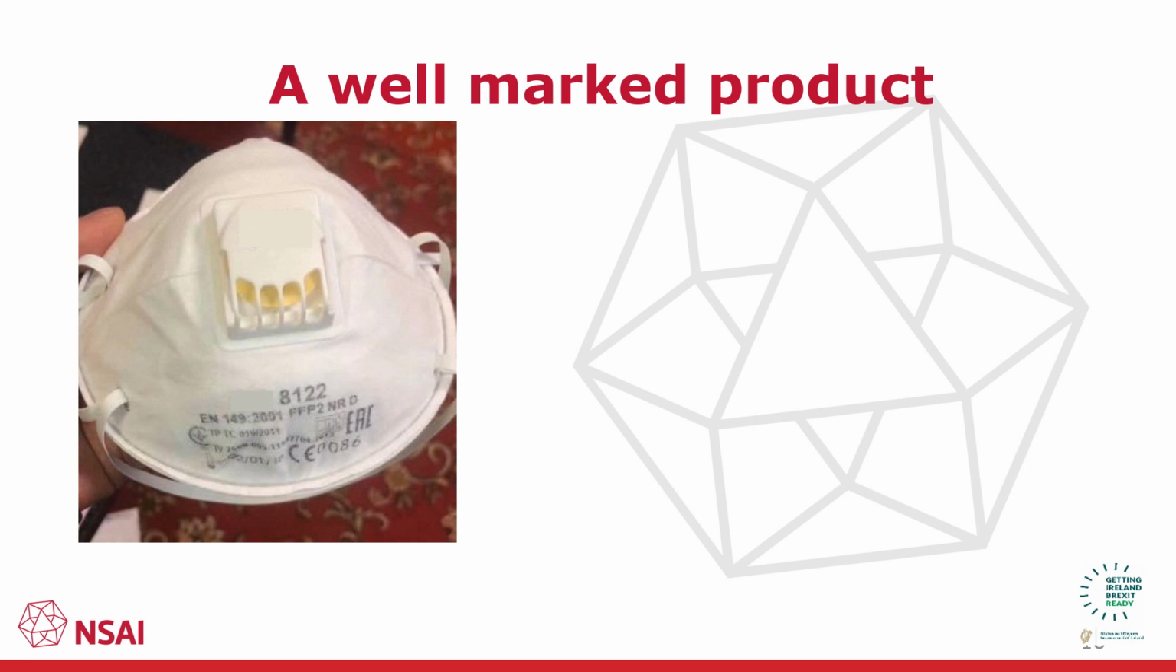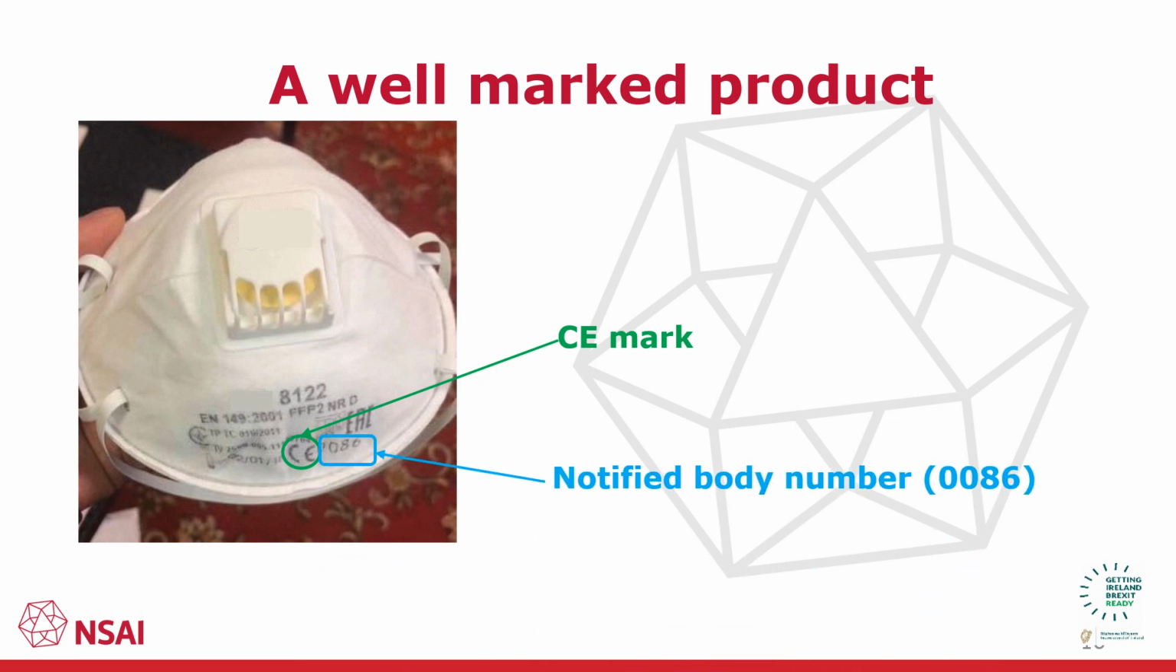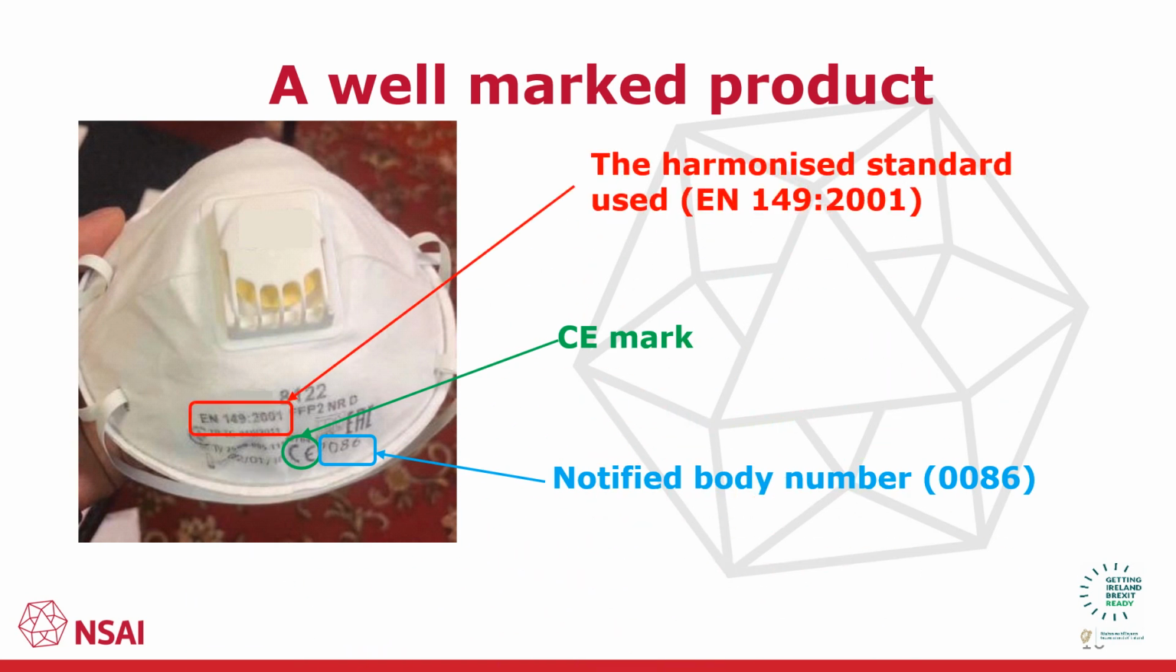And here's a well-marked product. Here are some of the marks you will see, as the CE mark is in green. The notified body number 0086 is circled there in blue, and the harmonised standard against which the mask was tested is circled in red.